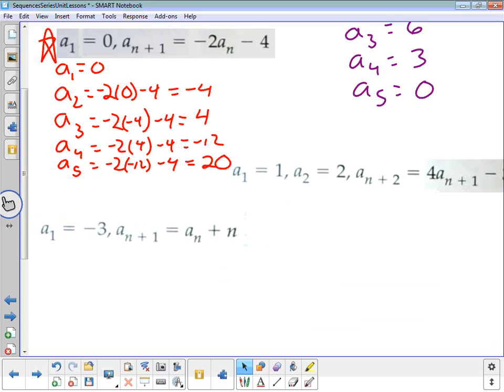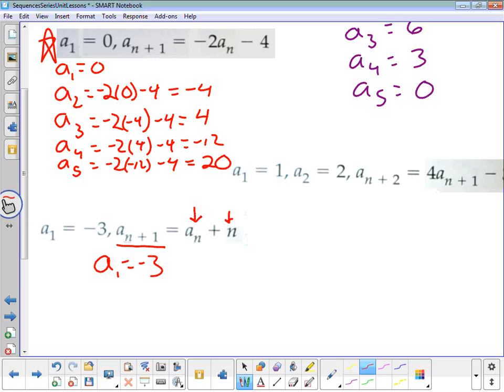Here on this particular problem, I have my first term as A1, which is nice. A1 is negative 3. Now it tells me to find my next term, I take my current term plus the number of my term. So to find A2, I have to take my current term, which is the negative 3, add my current term number. Well, that's this number down here. So I'm going to add a 1. And if I do that, I get a negative 2.